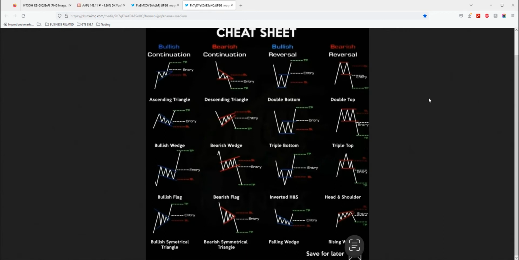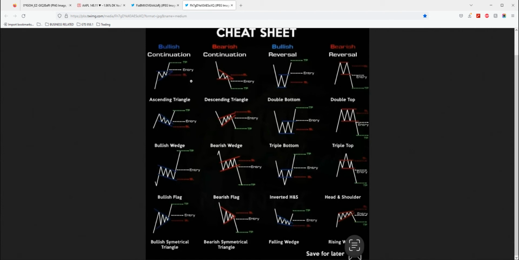This is a cheat sheet. I strongly encourage you to take a photo of this and memorize it, just like you memorized back in kindergarten: what's 2 times 2, 4 times 4? So this sheet shows us bullish and bearish patterns. It also tells us reversals.